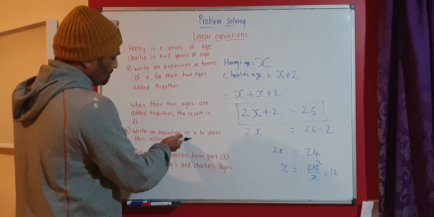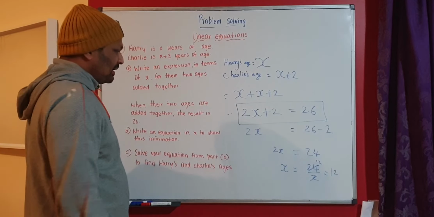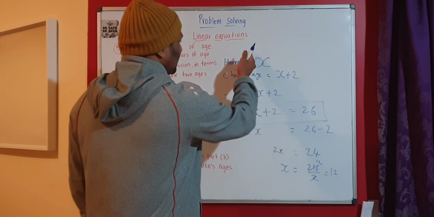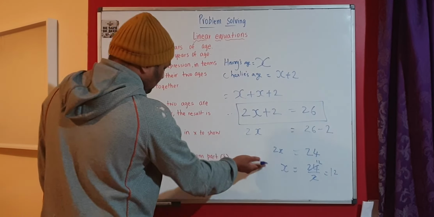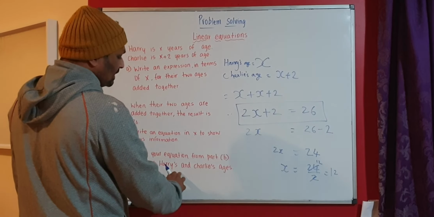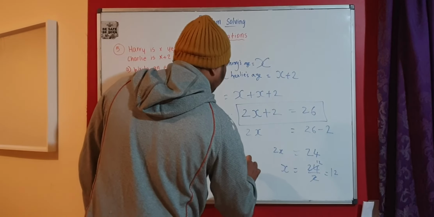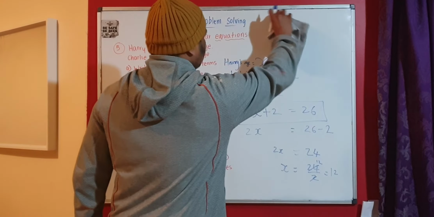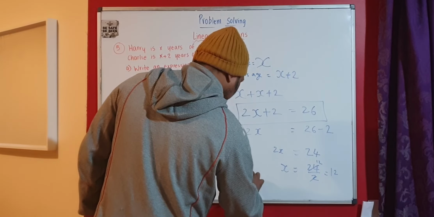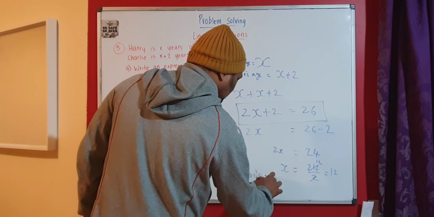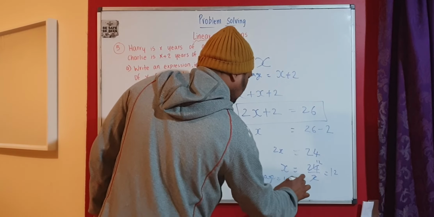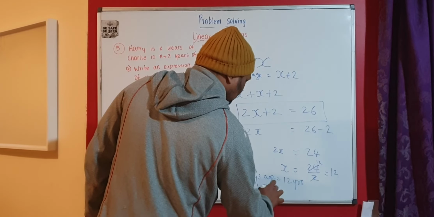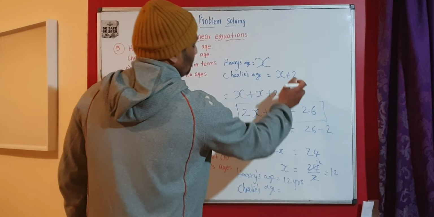So without reading B and C, we already went ahead and solved it, which is fine. We already solved the value of x, which is 12, which is Hari's age. So we solved the equation and found Hari's and Charlie's ages. Hari's age is 12 years and Charlie's age is 14 years. 12 plus 2, x plus 2, 12 plus 2, which is 14 years.